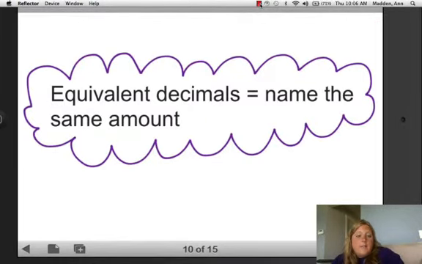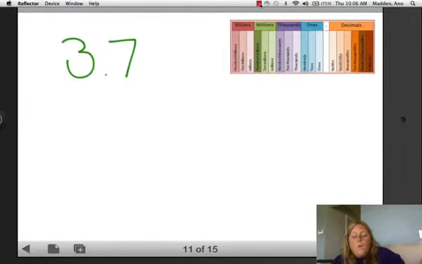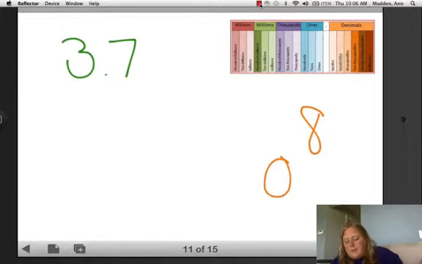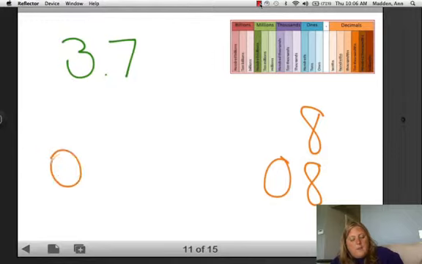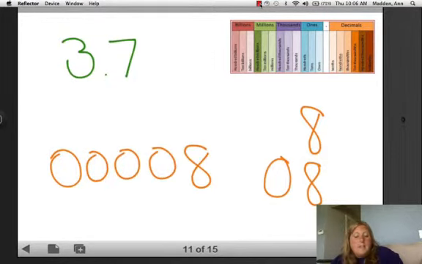The next and last thing that I want to talk about today is equivalent decimals. Equivalent decimals name the same amount. Before we look at this one, we just talked about a number that could be equivalent: 8 and 08. Those both mean the number 8. Look at if I write this, 00008. Is that still the number 8? You betcha it is. Same thing with decimals.